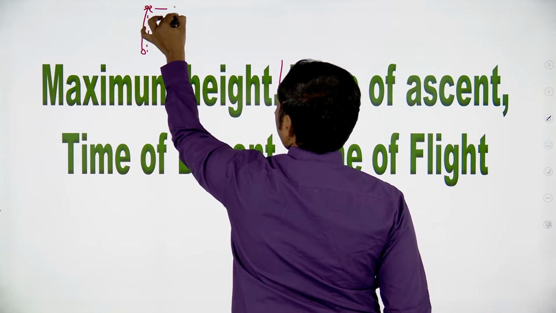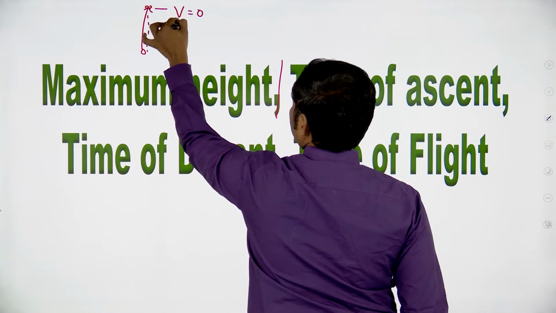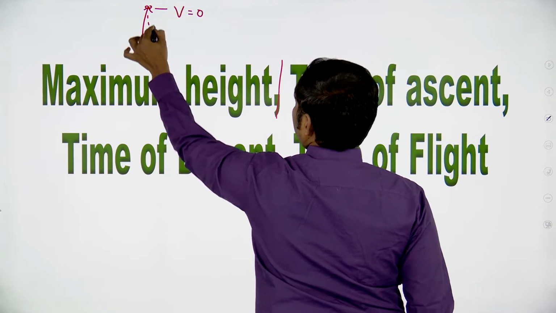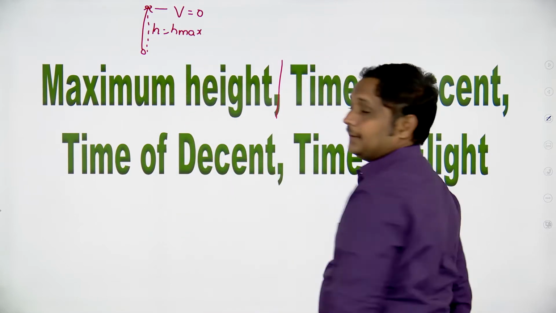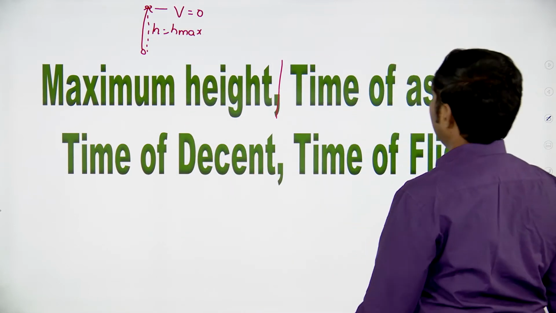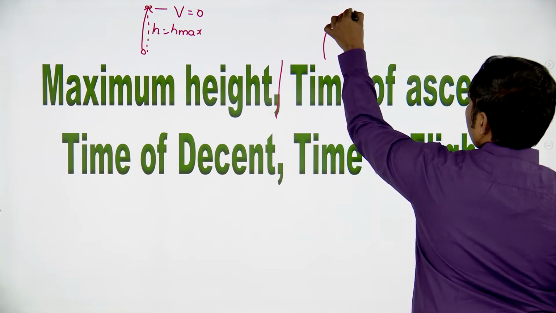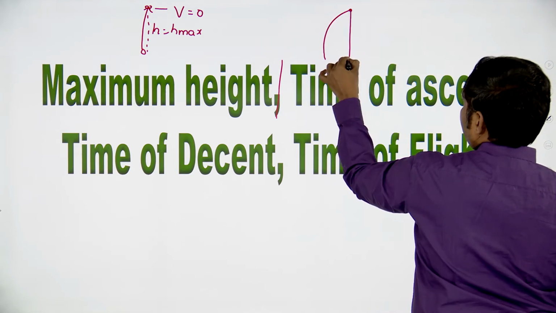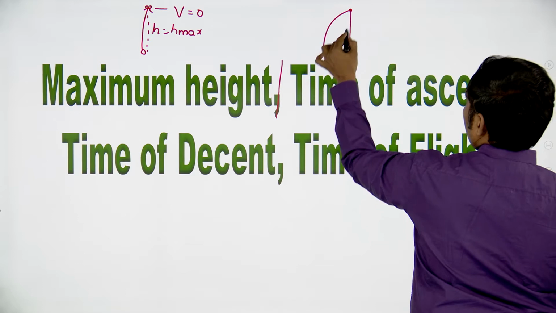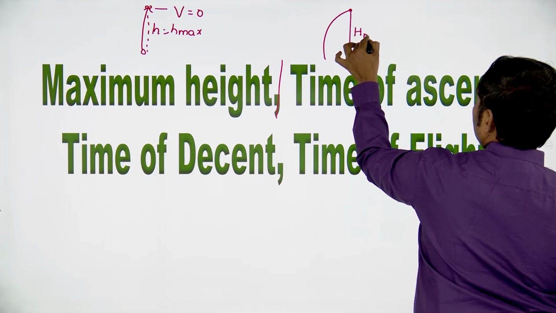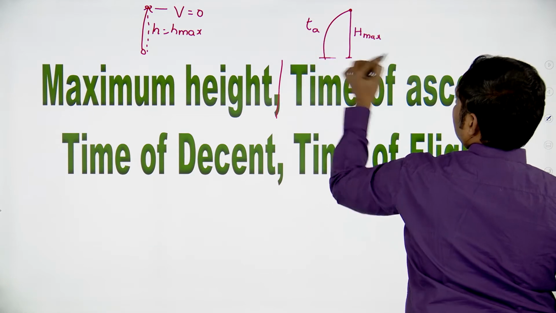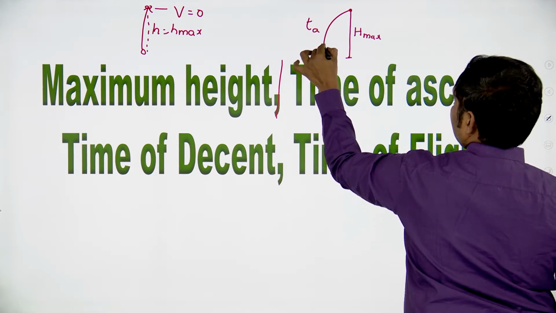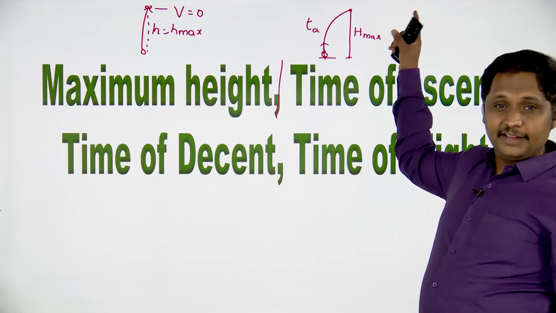The final velocity v is equal to 0. This is going to be h maximum. Time taken to reach the maximum height, the time taken by that body, is going to be Ta. It's very clear, h maximum.